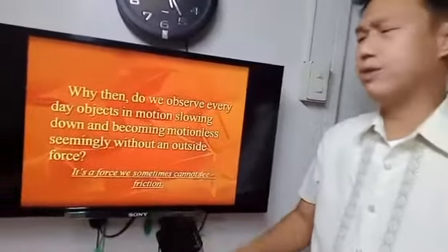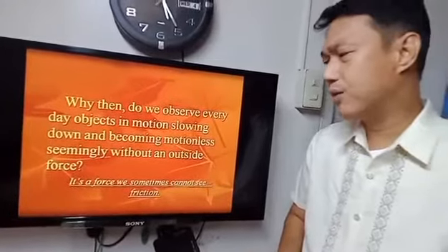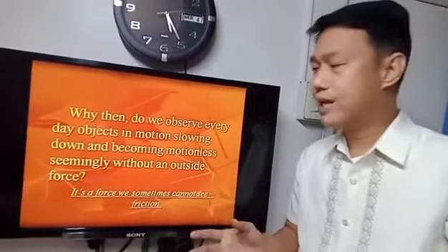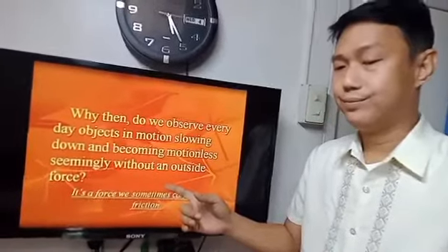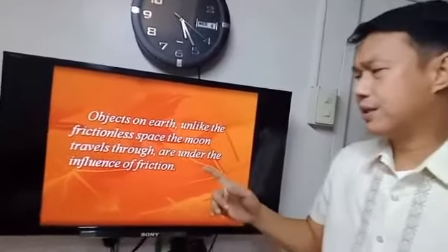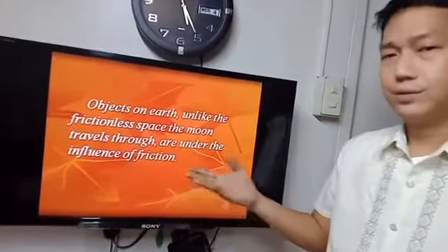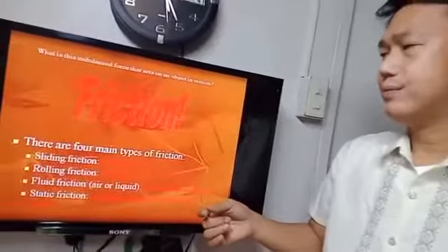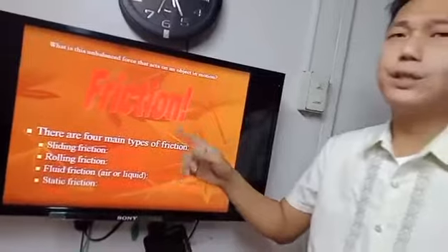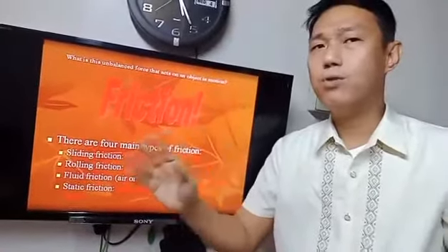Why then do we observe everyday objects in motion slowing down and becoming motionless, seemingly without an outside force? Do you know the answer? Objects on Earth, unlike the frictionless space the moon travels through, are under the influence of friction. Friction is actually the force that tends to slow down and eventually stop all moving objects.